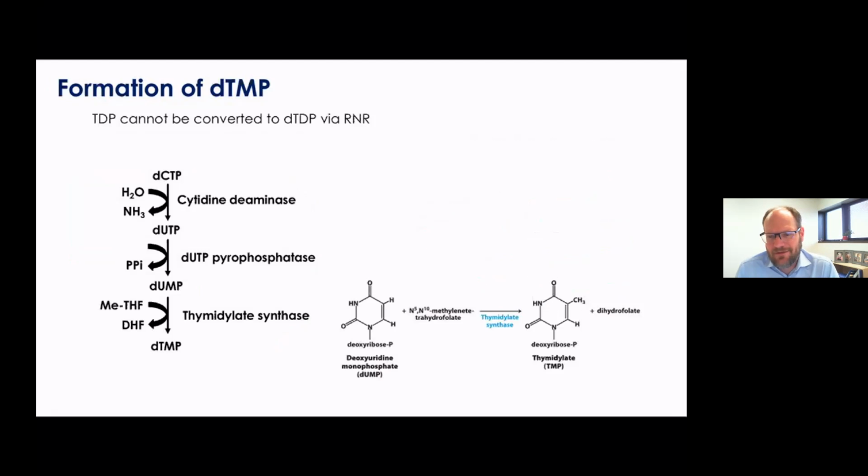So, formation of deoxy-TMP. This is one of my favorite pathways here.